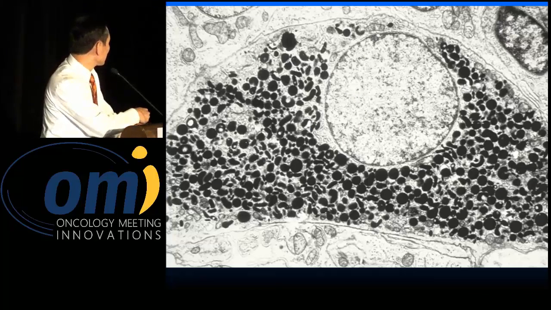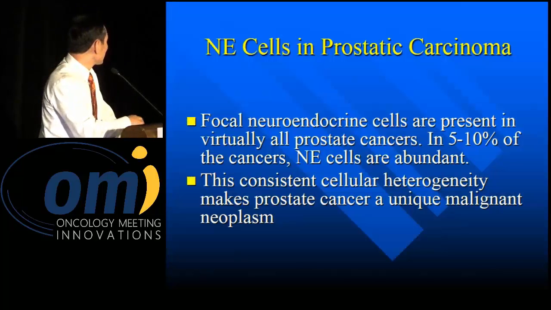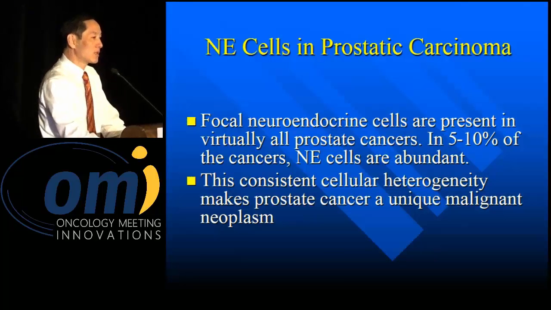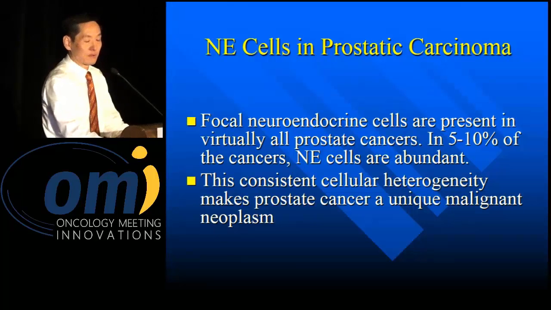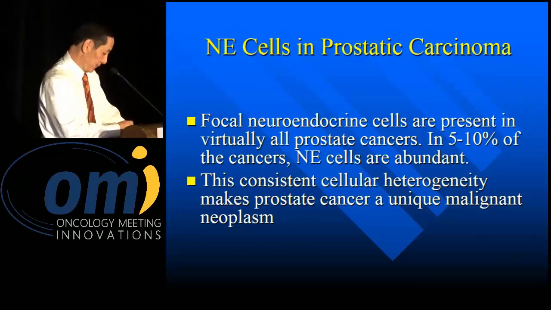You can also see this by electron microscopy. You can see the dense core neurosecretory granules. This kind of tumor cell heterogeneity is really remarkable, because I'm a pathologist. Up until a few years ago, I was looking at all kinds of tumors, and we know that there's tumor cell heterogeneity at the molecular level. But for a pathologist to see this kind of consistent heterogeneity, I have to say prostate cancer is the only one. Because in every single case of prostate cancer, we see luminal type cancer cells and we see neuroendocrine cells.